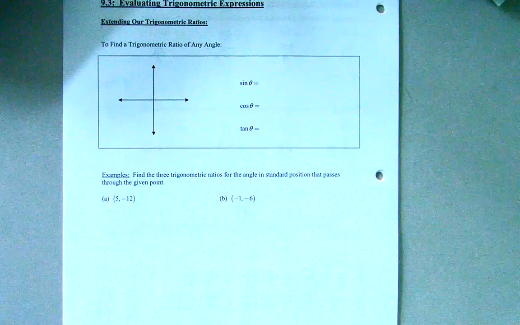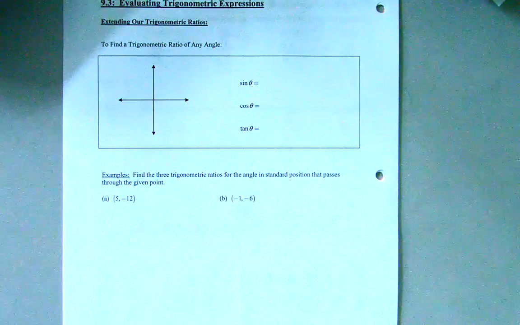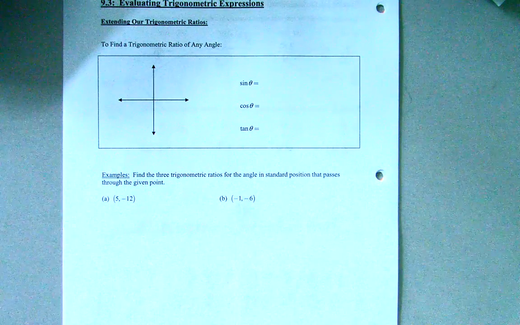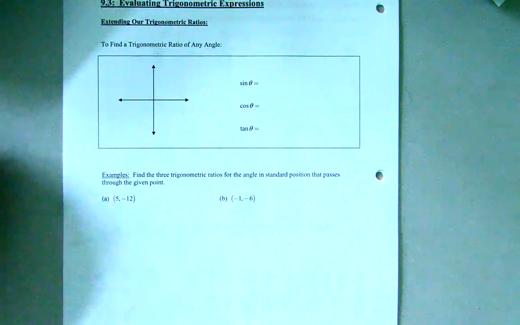But now we need to deal with what if we have angles bigger than 90 degrees that would make a right triangle, or what if we have negative angles, and all those things. How do we find the sine, cosine, tangent of those? We need another definition for the sine, the cosine, and the tangent.